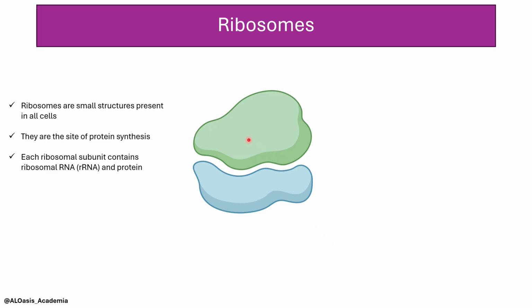Each ribosomal subunit contains ribosomal RNA and a protein. What do I mean by ribosomal subunit? I mean these two subunits. Each ribosome is made up of a large subunit and a small subunit. Each ribosomal subunit contains ribosomal RNA and a protein. Everything regarding how ribosomal RNA and proteins are involved with ribosomes to synthesize proteins is covered in a video I made on my channel. Please have a look at that.